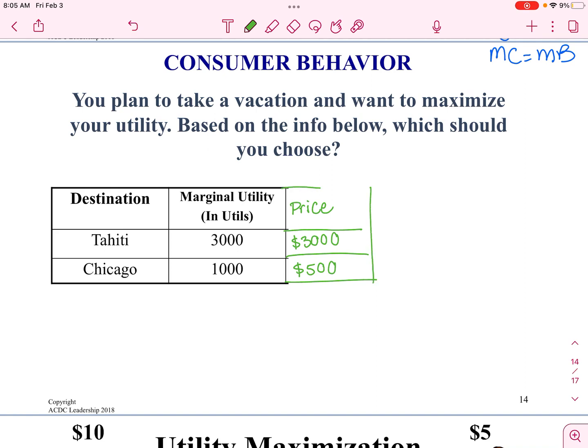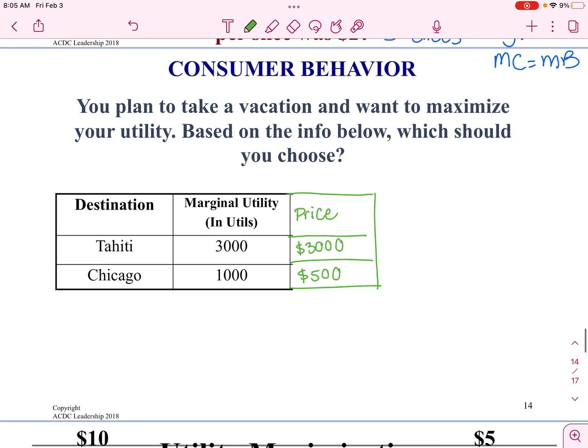Well, you might be thinking you want to do a ratio to see how much marginal utility per dollar you get when you go to Tahiti versus Chicago, so that way you can compare the two. So I'm going to go ahead and do another column, marginal utility per dollar.